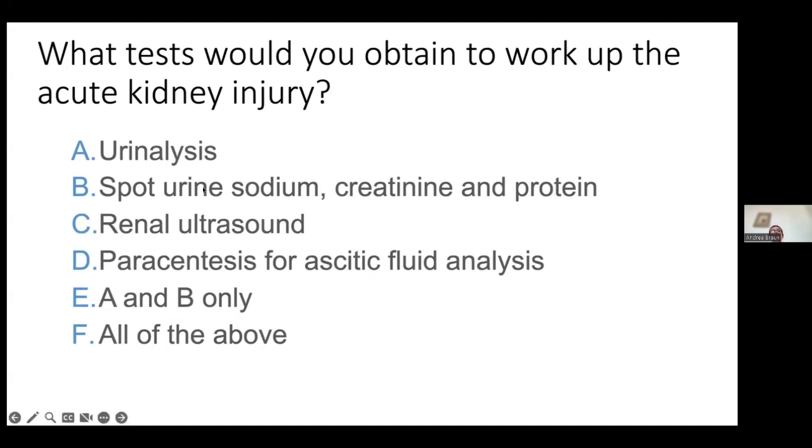A is urinalysis, B is a spot urine sodium, creatinine, and protein, C is renal ultrasound, D is a paracentesis with ascitic fluid analysis, E is urinalysis and the spot urine electrolytes, and F is all of these tests. Some people will do a renal ultrasound, yes. The point of doing a renal ultrasound, and if you're trained in bedside ultrasonography you can do it yourself, is to make sure the patient doesn't have hydronephrosis. Then there's no obstruction.